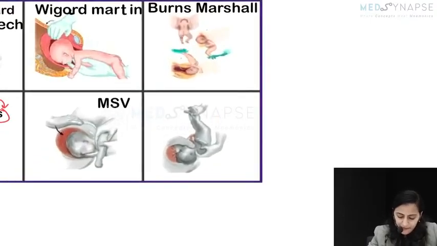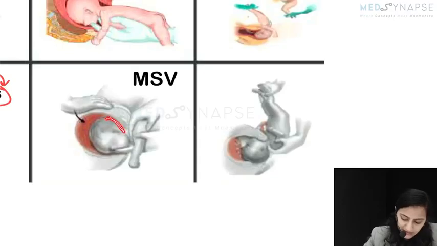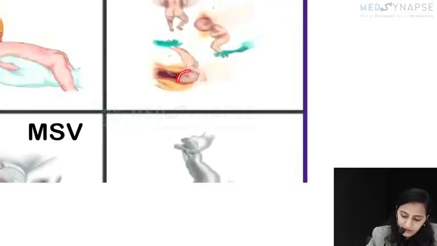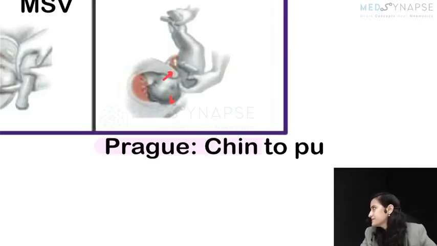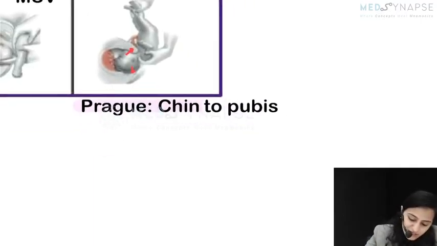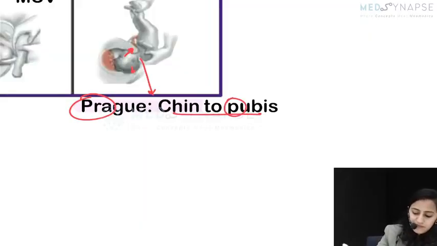Coming to the head. So in the head, if you see here, यहाँ पे pubic symphysis, pubic के यहाँ क्या है? Anteriorly chin है कि occiput है? Occiput, right? इधर occiput, इधर occiput. This is the only one where you're seeing the occiput पीछे है, chin आगे है. So what is the one which you will use for chin to pubis? Chin to pubis is Prague maneuver. Chin to pubis is Prague.